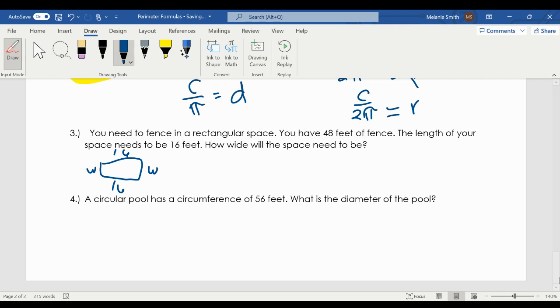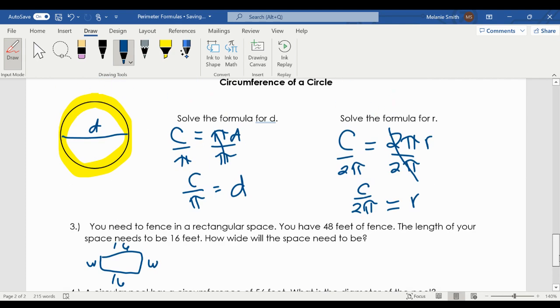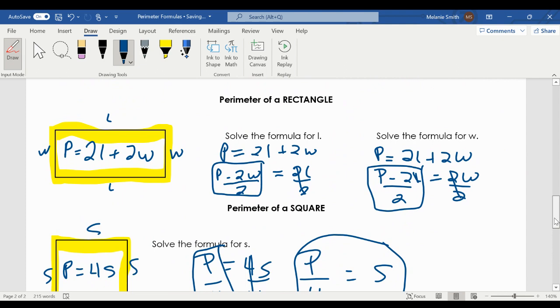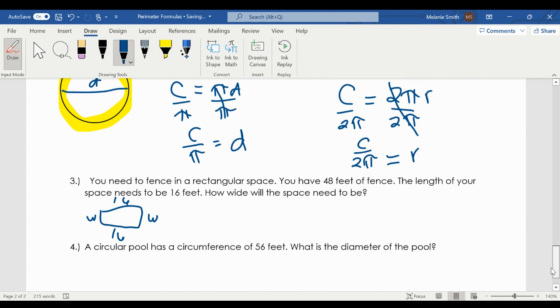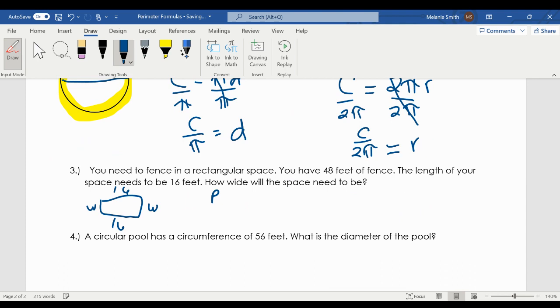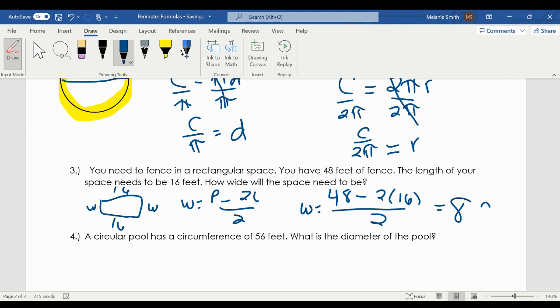So we already did a formula up here where we solved for width. And width equals perimeter minus 2L over 2. So if I do the perimeter is 48 minus 2 times 16, divided by 2, that will give me my width. 48 minus 32 is 16, divided by 2. So my width is 8 feet.